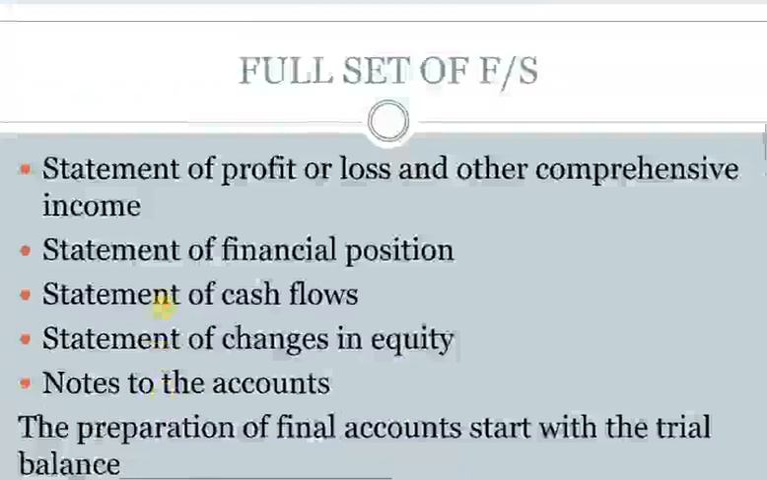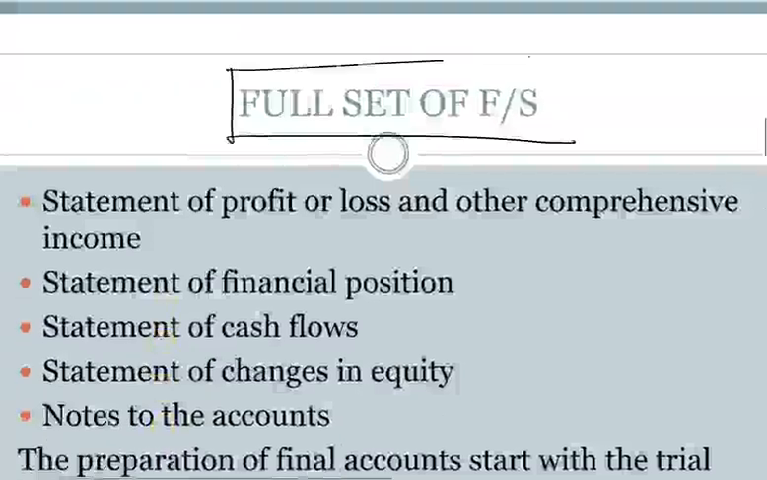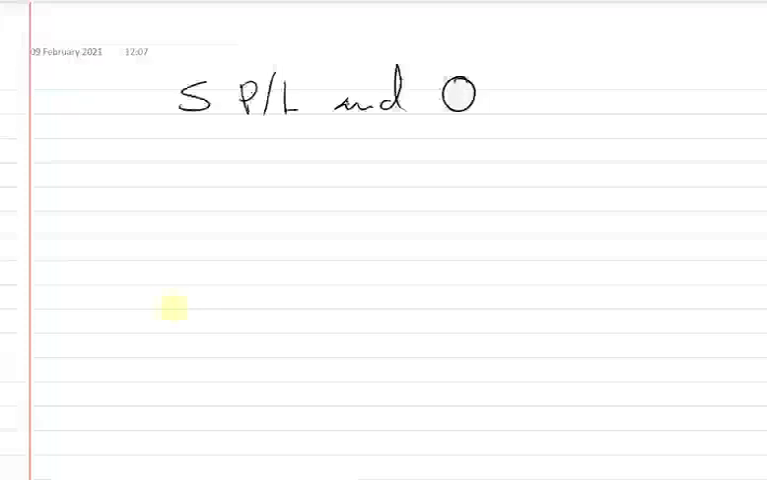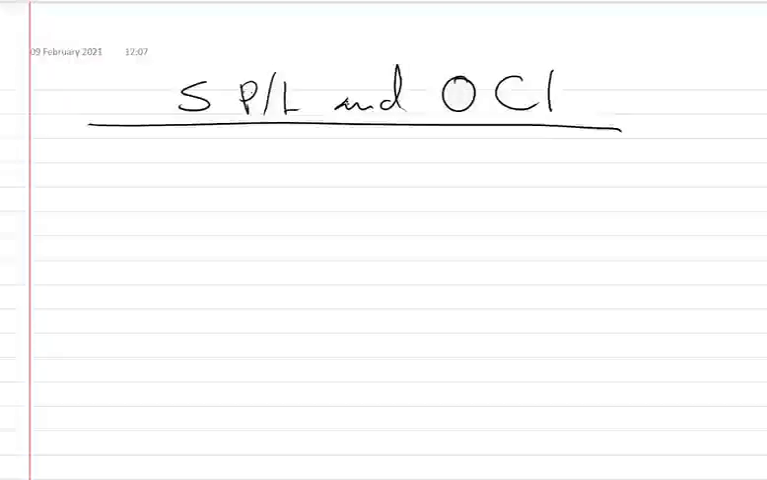So when we're talking about a full set of financial statements, we are talking about 5 statements. The first statement is the statement of profit or loss and other comprehensive income. We'll call it statement of profit or loss and OCI, other comprehensive income. So what does this statement do? This one shows the financial performance of an entity.